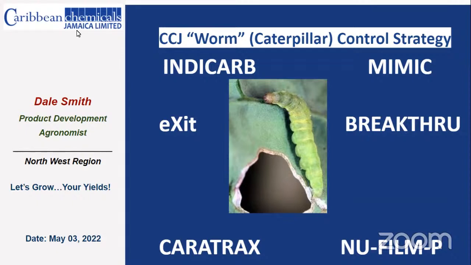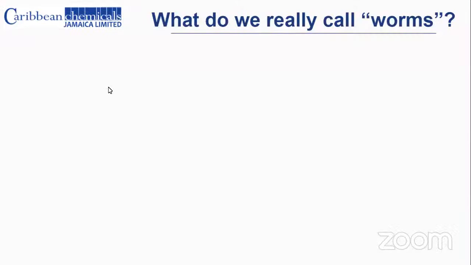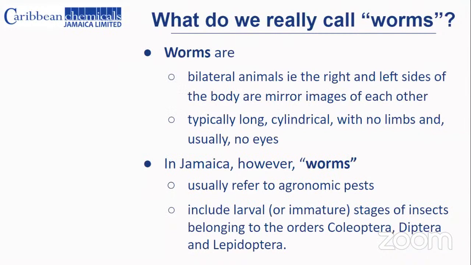So let's start off first with getting an understanding of what truly are considered worms, as it relates to agronomy in Jamaica. So what do we really call worms? Well, scientifically, worms are bilateral animals. They have right and left sides of the body that are replicas, so it's a mirror image, so to speak. And they are typically cylindrical and they have no legs, no external limbs, and they usually have no eyes. So those would be classified as worms.